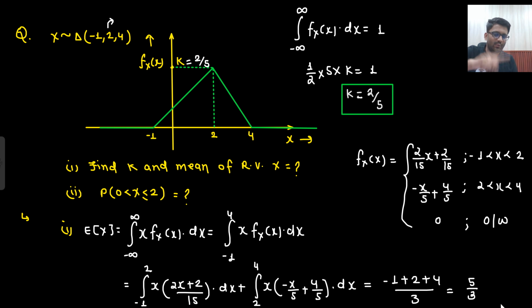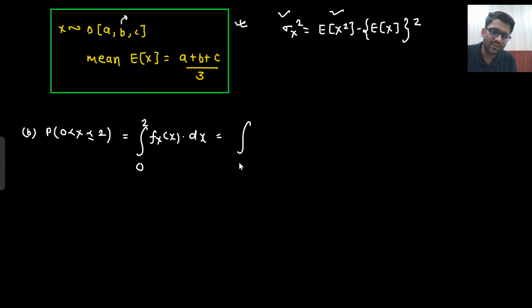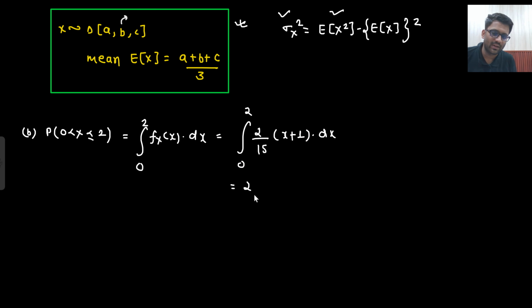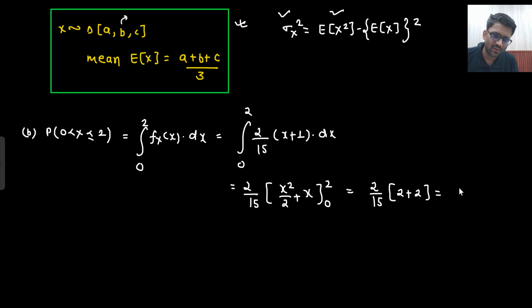2x by 15. So 2 by 15 I can take outside. Between 0 to 2, the integral of 2 by 15 into x plus 1 dx. So what you will be getting? 2 by 15 into x square by 2 plus x from 0 to 2. 2 by 15 into 2 plus 2, that is 8 by 15. This is the answer.